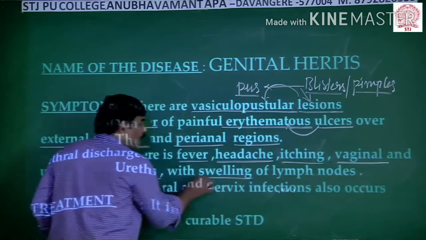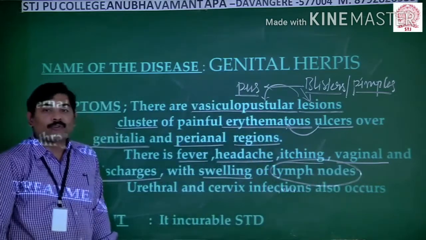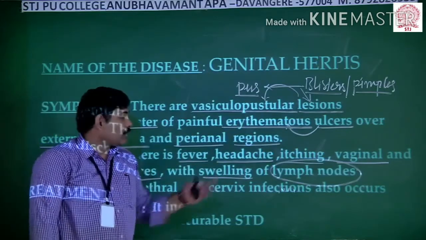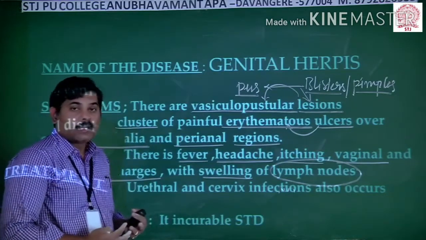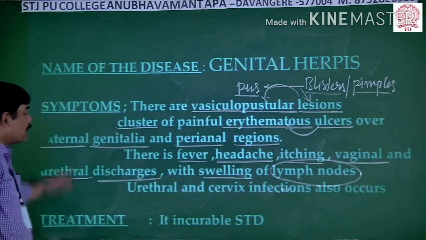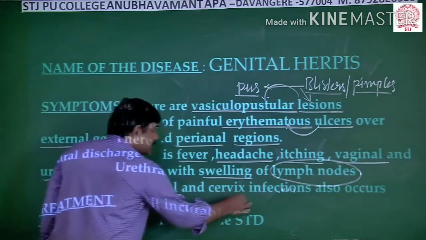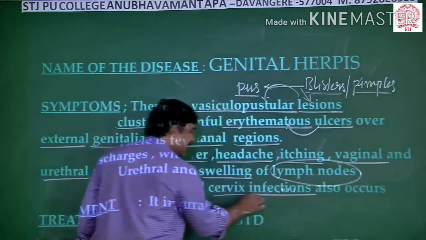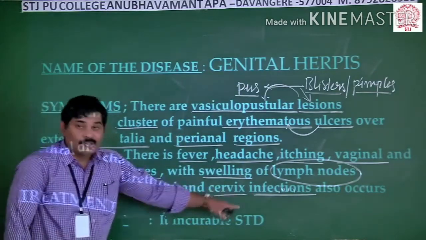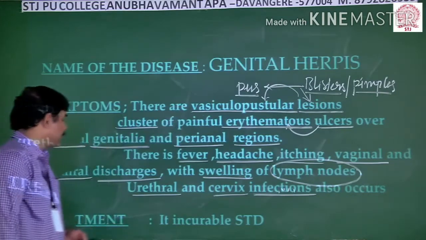Thereafter, swelling of lymph nodes. Just now I mentioned the locations of the lymph nodes. They are present in different parts, even around the genitalia, and in the armpits also. The lymph nodes swell. And thereafter, urethral as well as cervix infections also happen in the case of genital herpes.